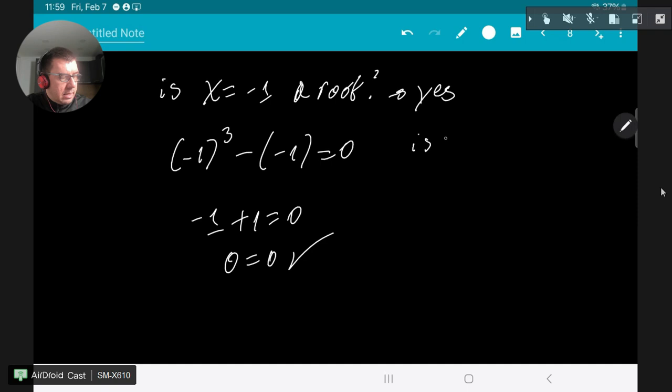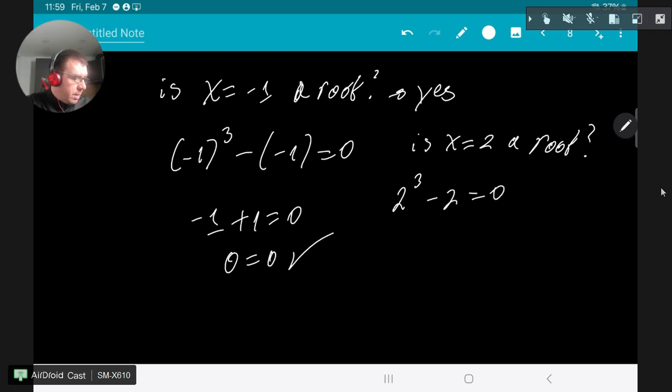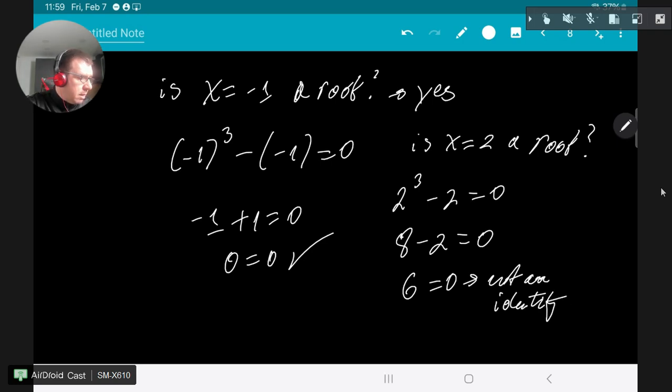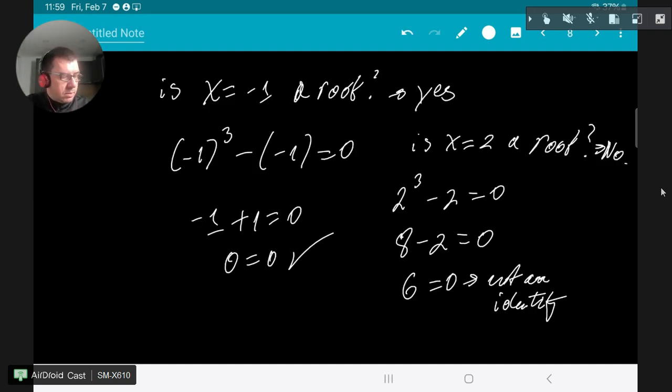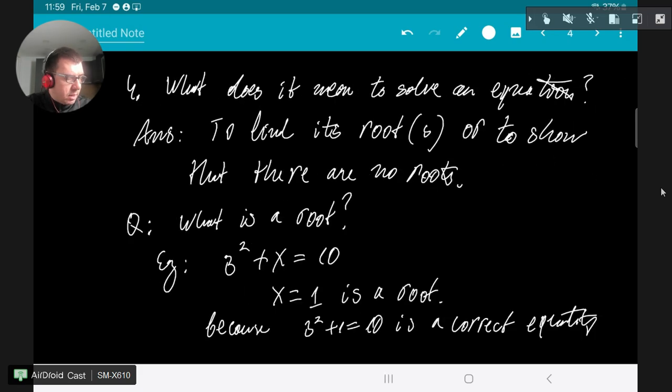I can ask, is x equals 2 a root? So 2 to the power of 3 minus 2 equals 0. 8 minus 2 equals 0. 6 equals 0. Not an identity. And therefore, the answer here is no. x equals 2 is not a root. I hope this is clear for everyone. Okay? Let's move on. So this was number 4 of my plan here.